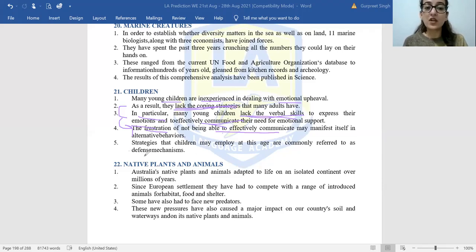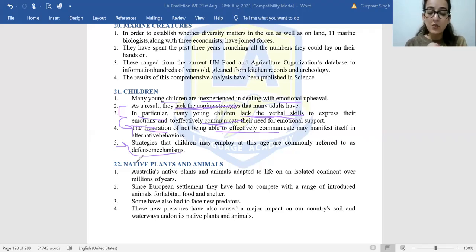Strategies that children may employ at this age are commonly referred to as defense mechanisms. Now we are trying to give solutions to the problems which were talked about in the previous sentences. That is why this comes at the end, because this is not the topic which was going on. The topic going on was the problems. And this sentence has a kind of solution: when they have all these problems, the strategies they employ are known as defense mechanisms. So they do this when they are in this kind of situation.